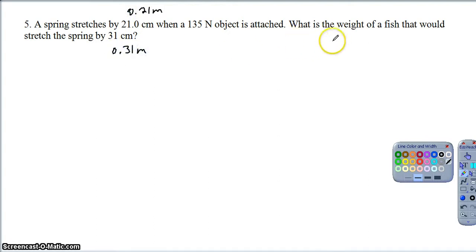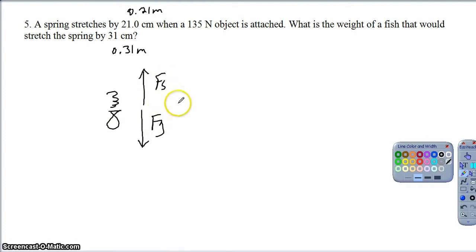But in this case, it's pretty much being comfortable with what's happening, right? So what is the weight of the fish that would cause it to stretch 31 centimeters? So you've taken a spring, you've hung a fish from that spring, and it's caused it to stretch 21 centimeters if it weighs 135 newtons. Well, really the only relationship we have to be comfortable with here is the fact that the spring force is going to be equal and opposite to the gravitational force once it's stretched, right? That's the reason that the spring is stretching, so that the spring force can balance out gravity. So it's really just that relationship.